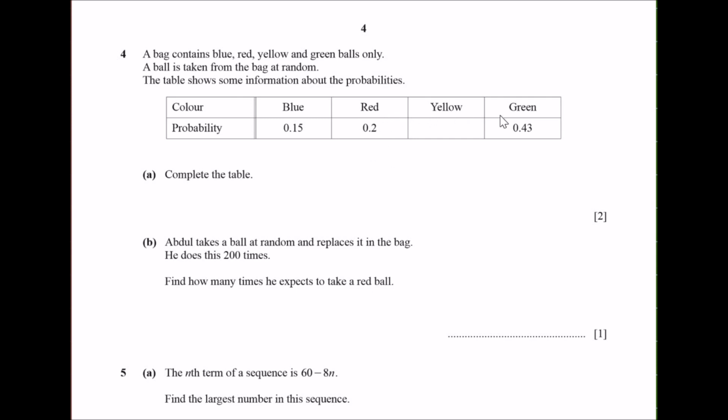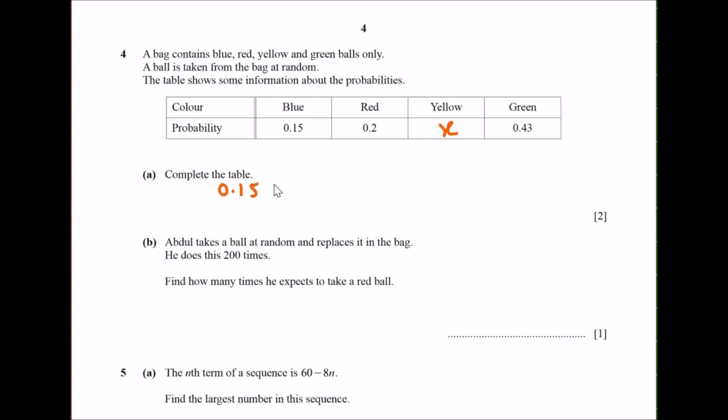Color: blue, red, yellow, green. Probabilities are 0.15, 0.2, a blank space there, then 0.43. To complete the table, we know that the sum of probabilities must be 1. So adding all these, we should get 1. So suppose it's x here, then what will we be doing?